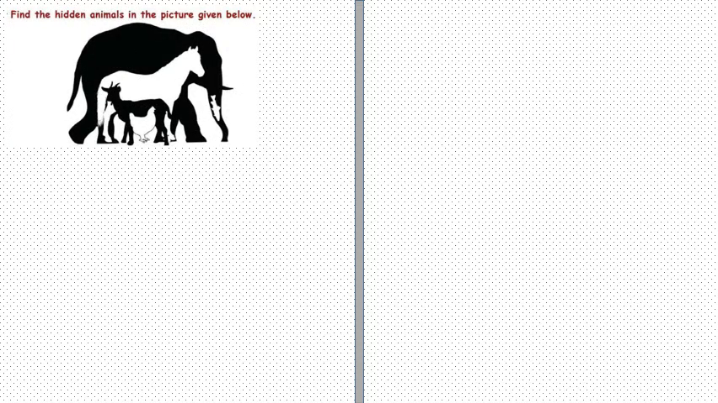Now here they have given an interesting picture and in this picture there are hidden animals. We can see an elephant, then we can see a horse, we have a goat, and then we have a hen, and lastly we can see the fish.